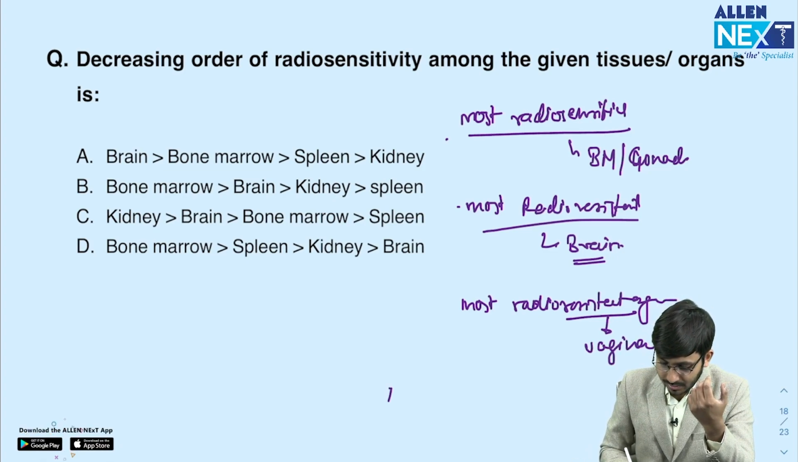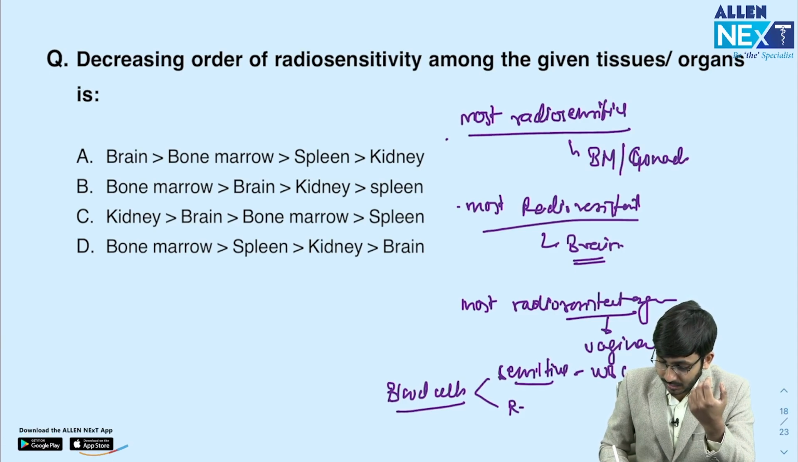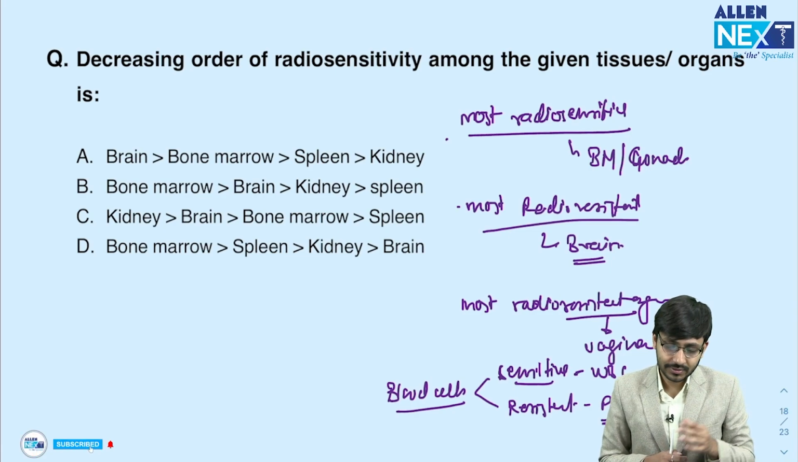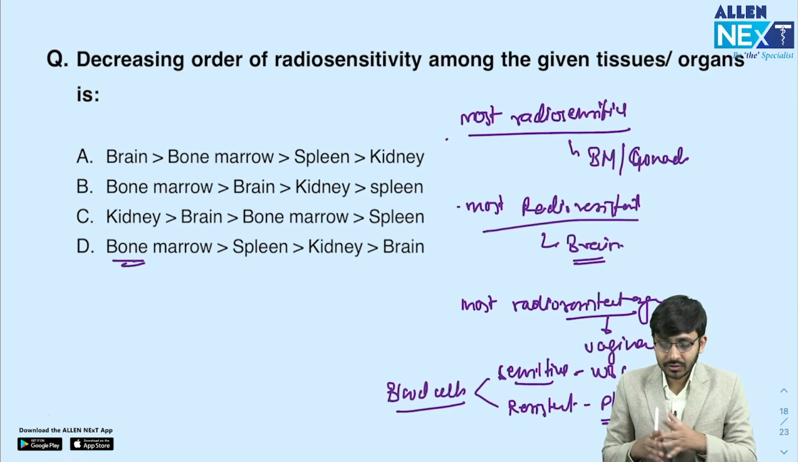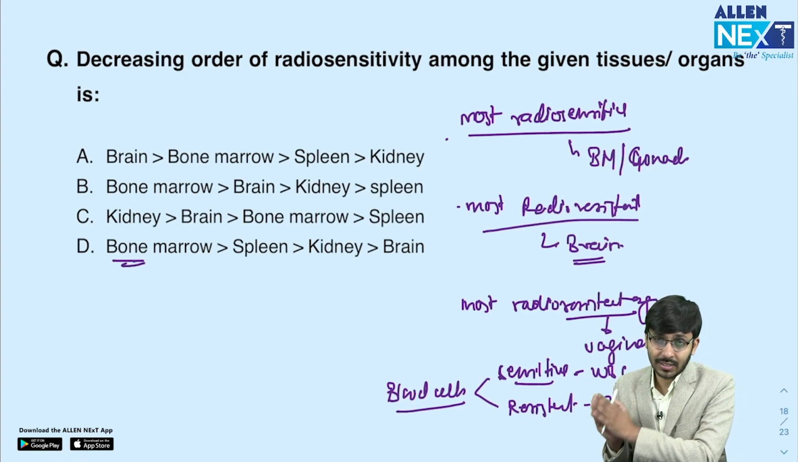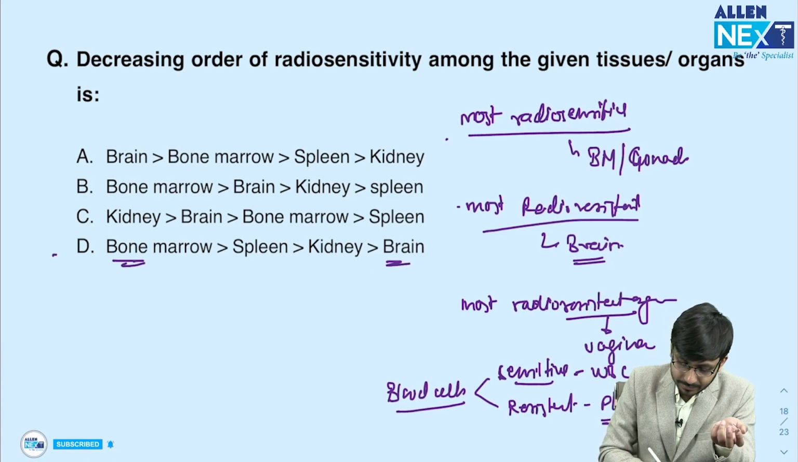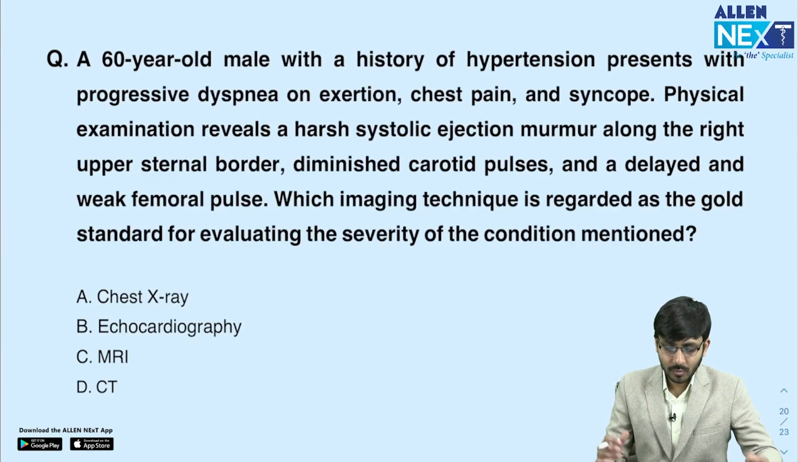Okay, and regarding the blood cells, the most radiosensitive blood cell is WBC, and the radioresistant blood cell is platelet. Okay, so in the decreasing order of sensitivity, the most sensitive we've just talked about is bone marrow, and the least radiosensitive, that is radioresistant, is the brain. So the answer here will be D. Okay, nothing much concept, you just have to memorize this. Okay, now we move on to the next question.